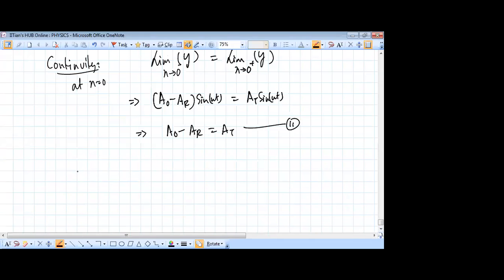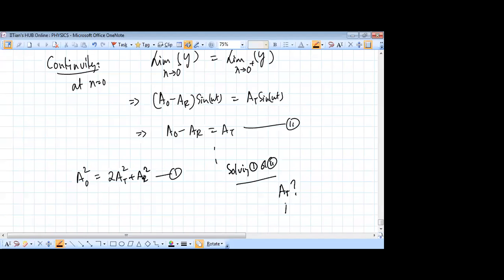So equation 1 was that E0 squared was equal to, what was it, 1 by 2 times E_transmitted squared plus E_reflected squared. This was equation 1. So solving 1 and 2, we get E_transmitted and E_reflected, because E0 was given to us as 2.4 millimeter. It's just a quadratic equation we are solving.